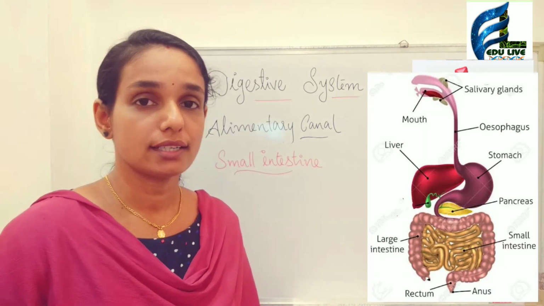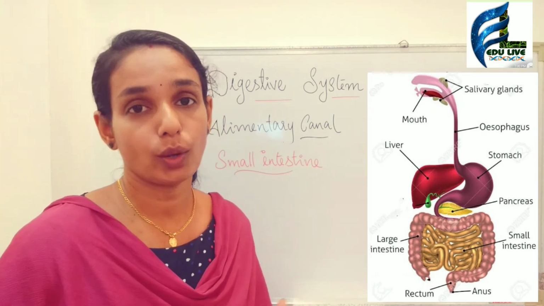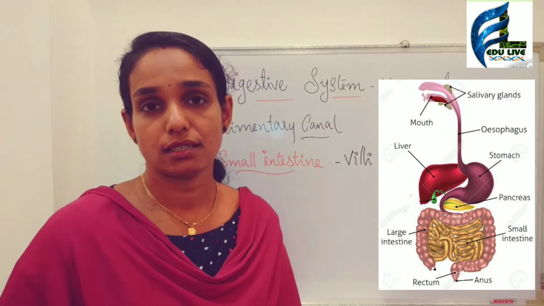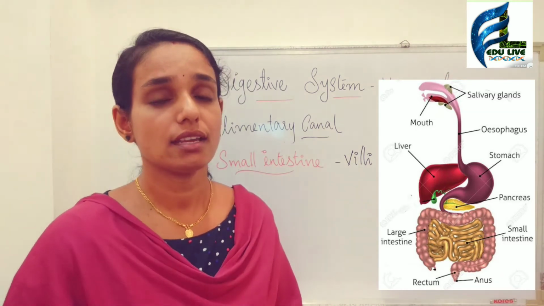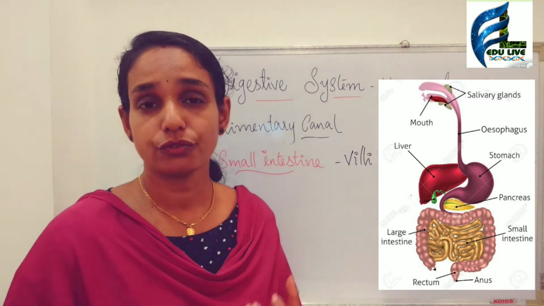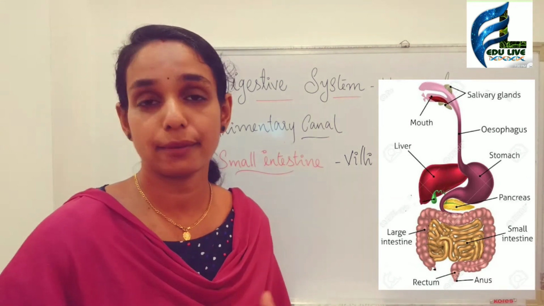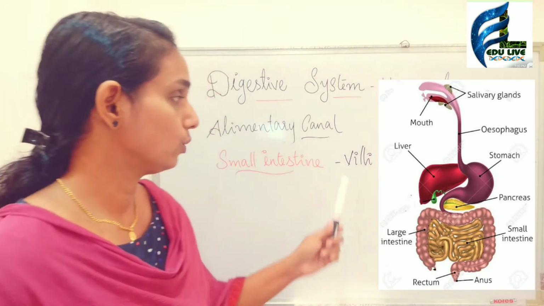The next part is the small intestine. The small intestine is a highly coiled structure. The inner walls of the intestine, in the small intestine and also in the large intestine, consist of numerous small finger-like projections. These finger-like projections are called villi.